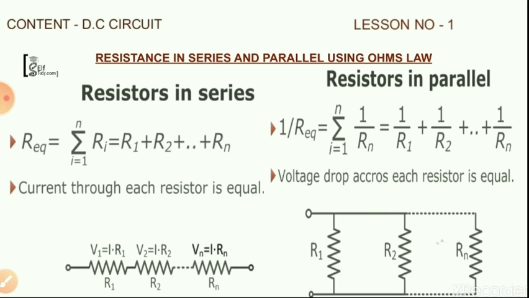Now see the resistors in parallel. When the voltage drop across each resistor is equal, then we can say all resistors in this circuit are in parallel. Here you can see the formula: 1 by R equivalent equal to 1 by R1 plus 1 by R2 plus up to 1 by Rn. So please try to remember these two formulas, one for resistors in series and another for resistors in parallel.